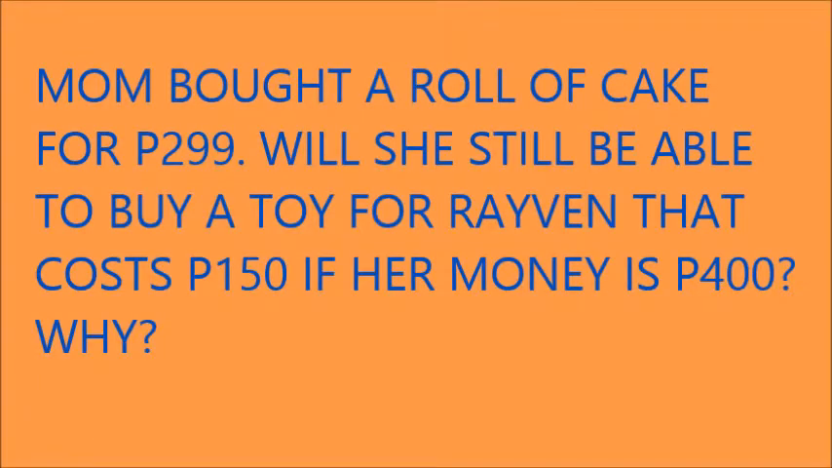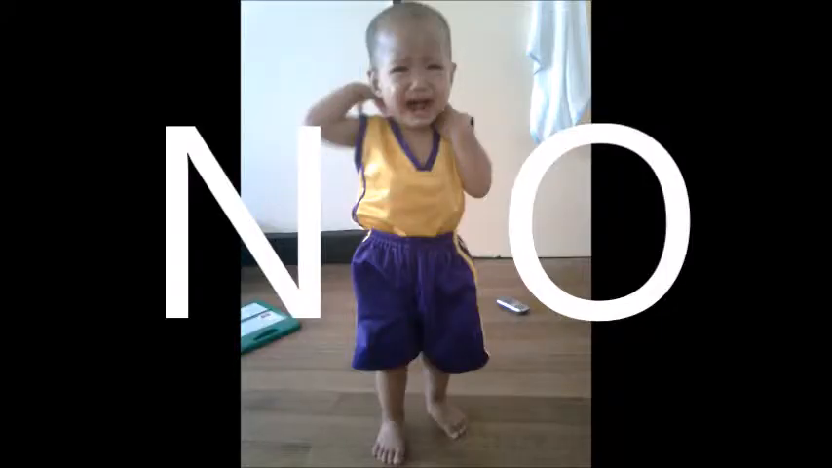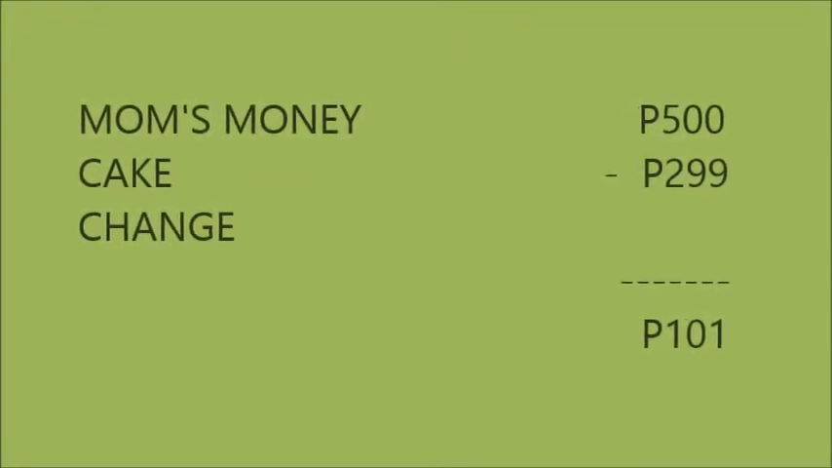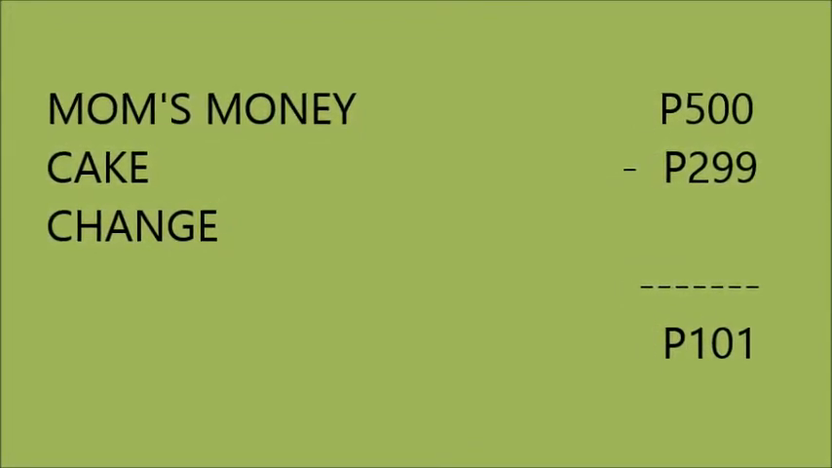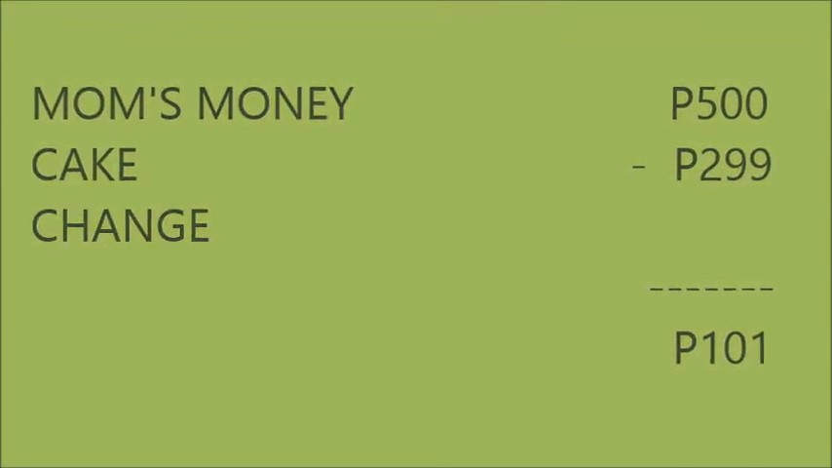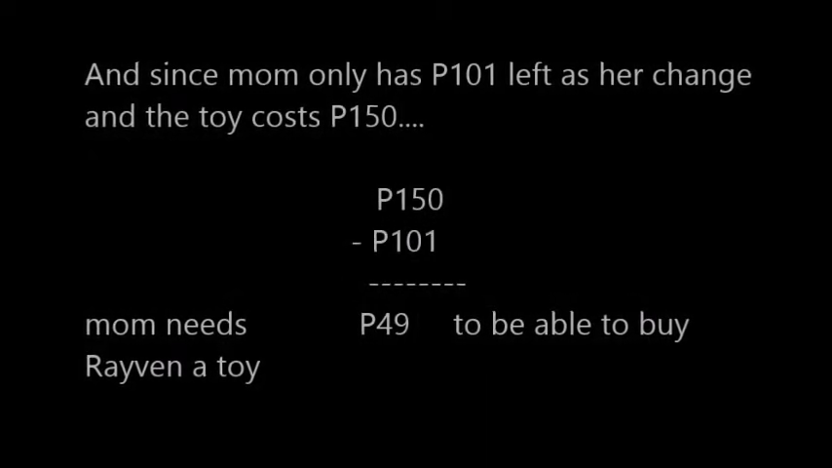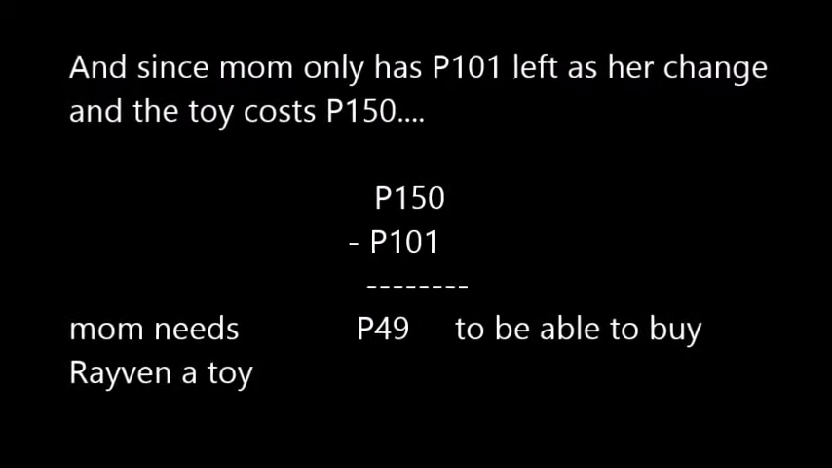Mom bought a roll of cake for 299 pesos. Will she still be able to buy a toy for Raven that costs 150 if her money is 400? Why? The answer is no. That's because Mom's money is 500 pesos, and since she already bought a cake for 299, she has a change of 101 pesos. And since Mom only has 101 pesos left as her change and the toy costs 150 pesos, Mom still needs 49 pesos to be able to buy Raven a new toy.